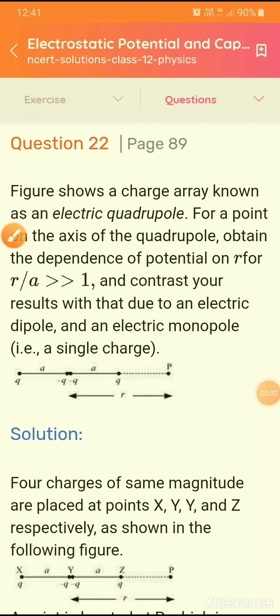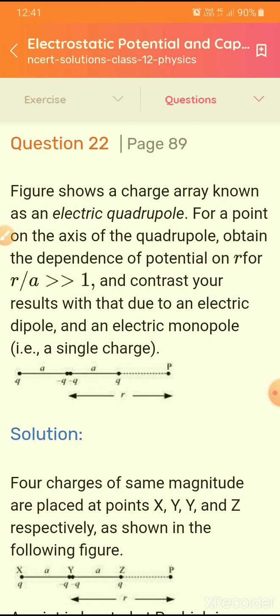Good morning, students. Today we are going to see chapter 2, problem number 22. The figure shows a charge array known as an electric quadrupole. For a point on the axis of the quadrupole, obtain the dependence of potential on r for r/a very much greater than 1, and contrast your result with that due to an electric dipole and an electric monopole. So quadrupole means 4 charges.